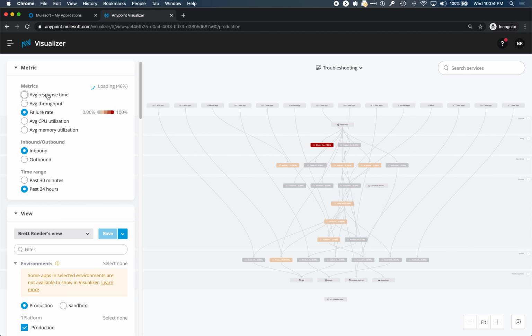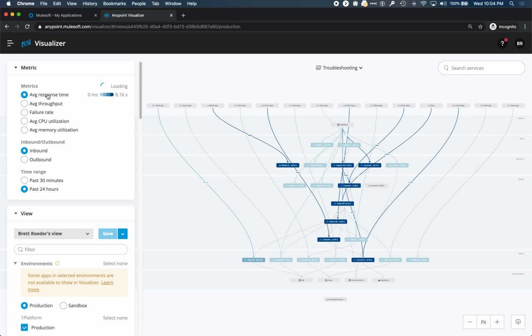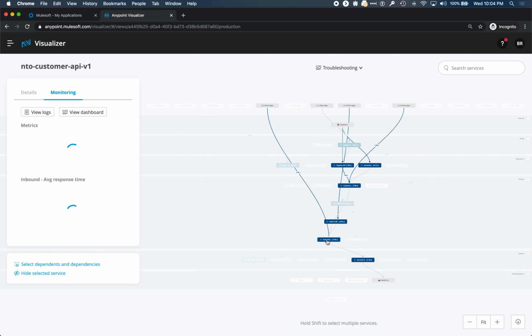But if I go back to my average response time view and we look at that, it gives me a way to, like I said, see what is the long pole in the tent out here. And we're going to say that the customer API that we're looking at here is the one that I really want to drill into and investigate. And so immediately I see I've got some spikes in here.